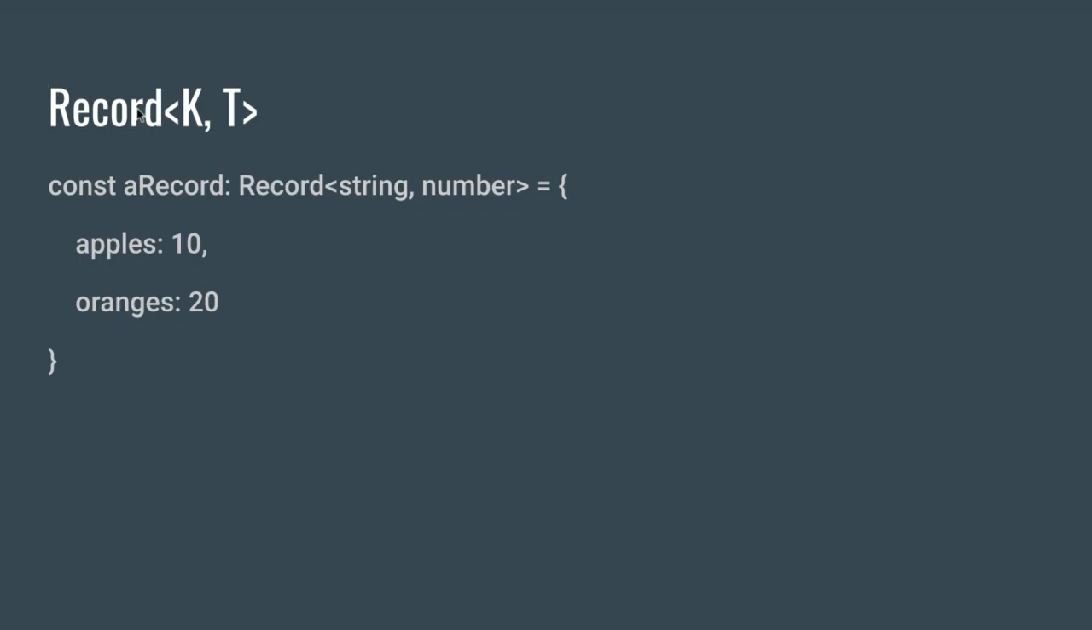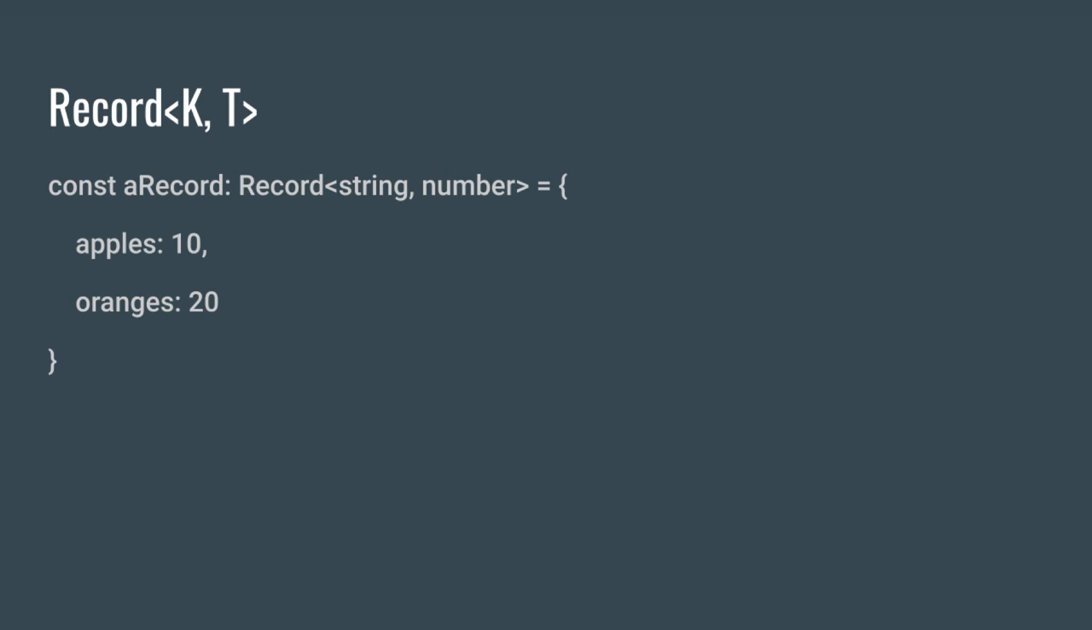The Record type. Quite frequently in programming we create maps. These are objects where we store values under some keys. Like in here, for example, we've got an object where we store the quantity of a fruit. So in here we've got two keys. We've got apples and oranges, and for the values we've got the quantities 10 and 20. So we've got 10 apples and 20 oranges.